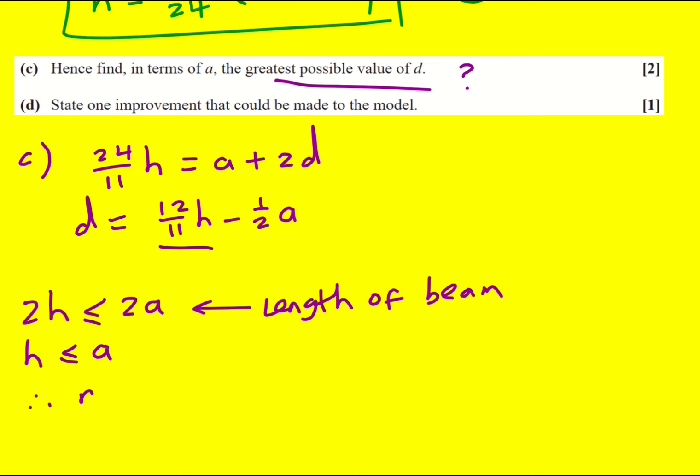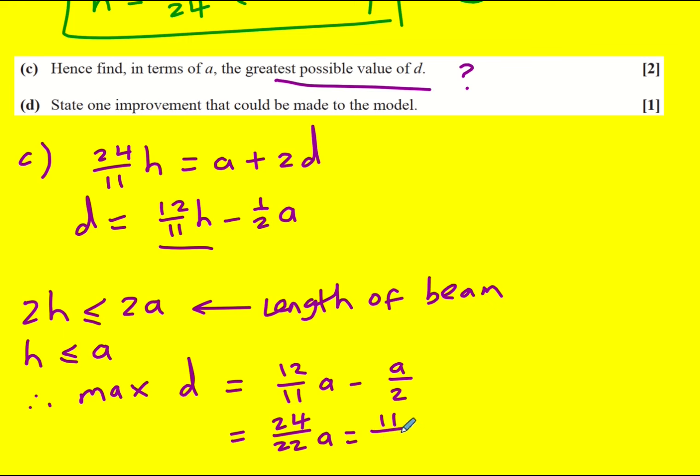And therefore, the max value of d, you could call it the upper bound. It might not actually be able to equal it, but it can equal any number less than that. And that's enough. So it's going to be 12 over 11a minus a over 2. So 24 over 22a minus 11 over 22a, which is going to become 13 over 22a. That is going to be the greatest possible value.